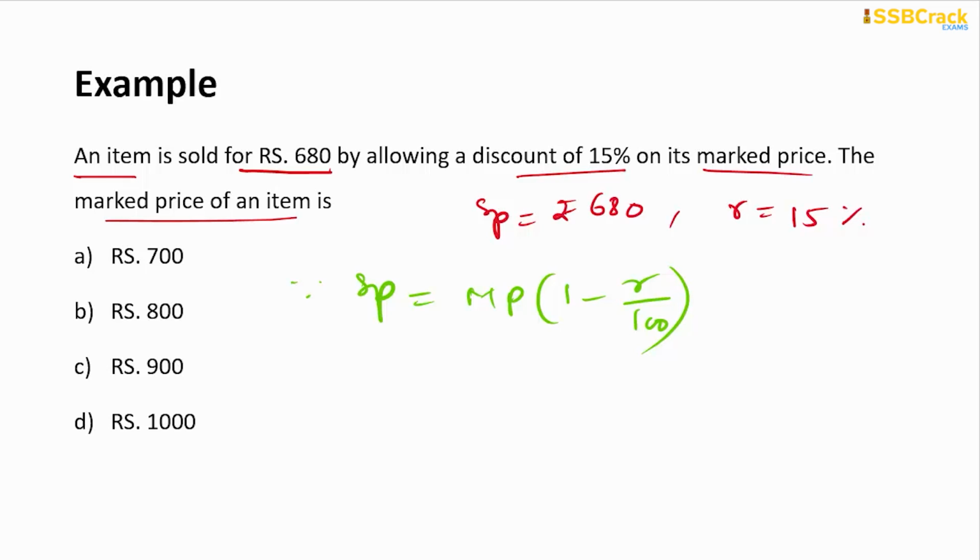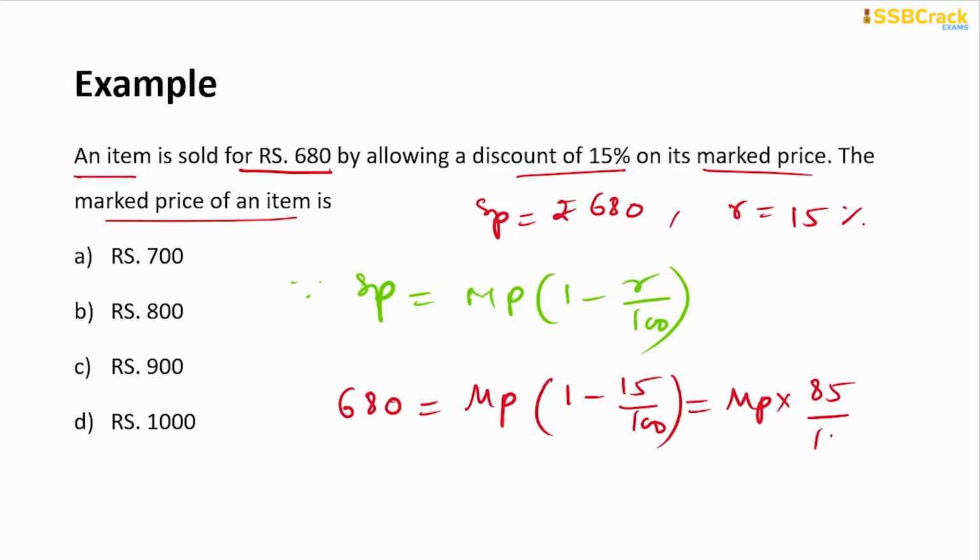Here you know the selling price. So just substitute the selling price. Selling price is 680 equals to unknown mark price times (1 minus R upon 100). So 1 minus R is 15 by 100. So bracket simplification, it's 100 minus 15. How much? 85. So 85 by 100. And you could see that MP comes out by multiplying 680 by 100 and dividing it by 85.